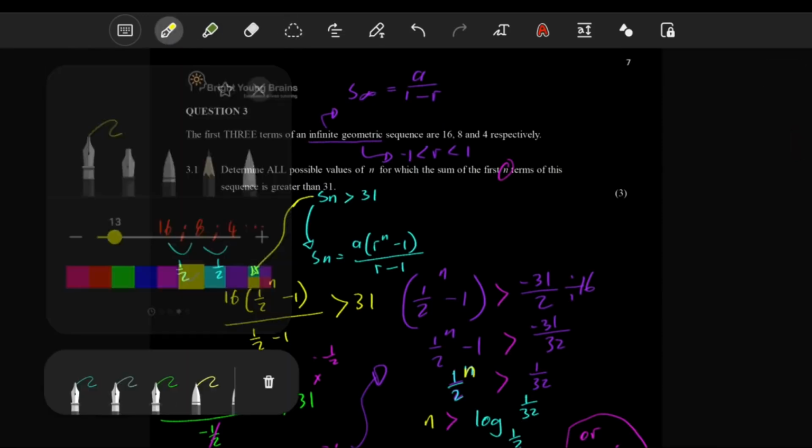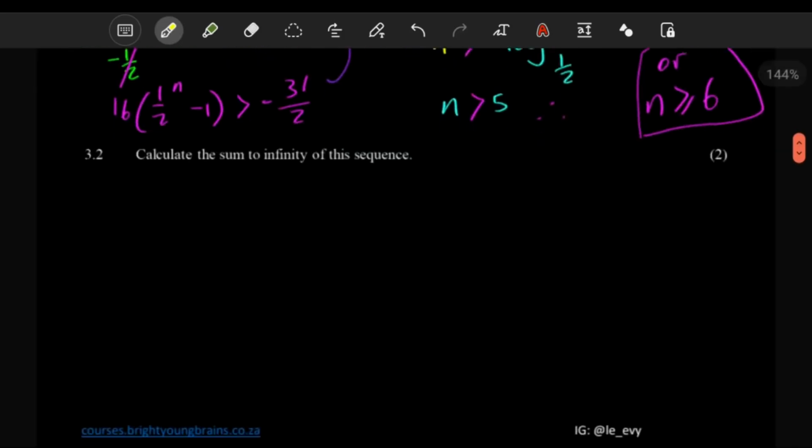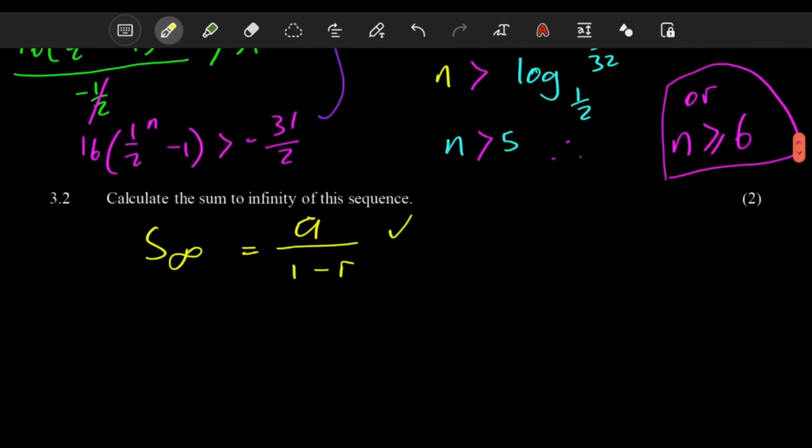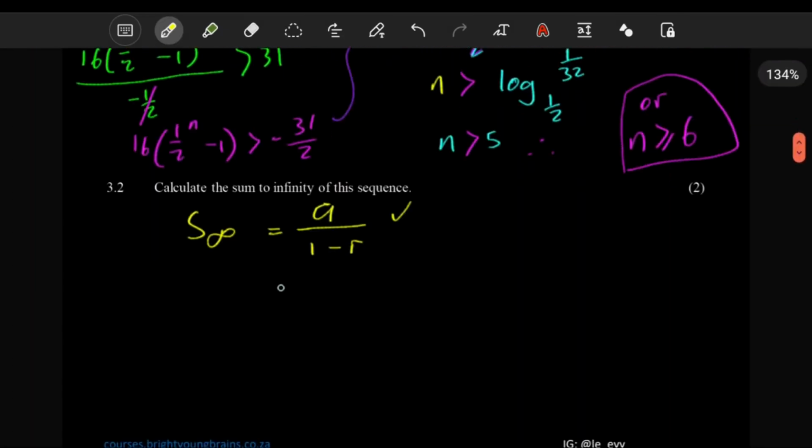So obviously we can move on to the next question, which is out of 2. Calculate the sum to infinity of this sequence. Like, what a nice question, huh? Such free marks. So obviously writing down the formula, important. Our value of A, that's obviously like a 16. Our value of R, we worked it out to be a half. And then this is going to give you a 32. You know, nothing crazy, nothing major. You really can just put this down and just keep things moving, you know.